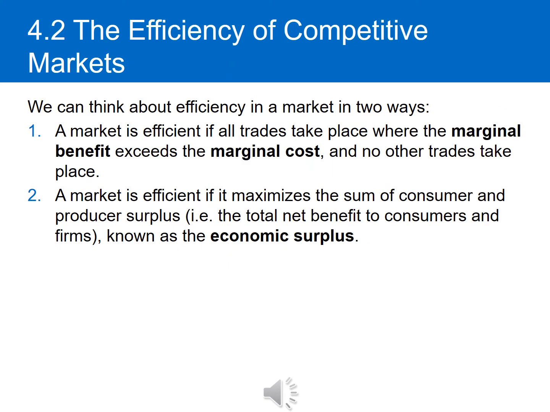In the past, we've talked about how when a market is in equilibrium, it is at its most efficient. So we can think about efficiency in a market in 2 ways. The first way, a market is efficient if all trades take place where the marginal benefit exceeds the marginal cost and no other trades take place. The second way to think about the efficiency of competitive markets is a market is efficient if it maximizes the sum of consumer and producer surplus, so the total net benefit to consumers and the total net benefit to firms. This is known as economic surplus, the combination of producer surplus and consumer surplus.